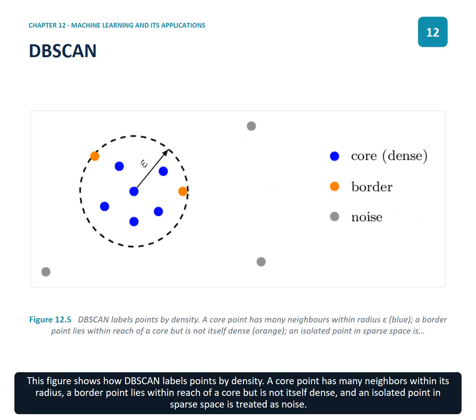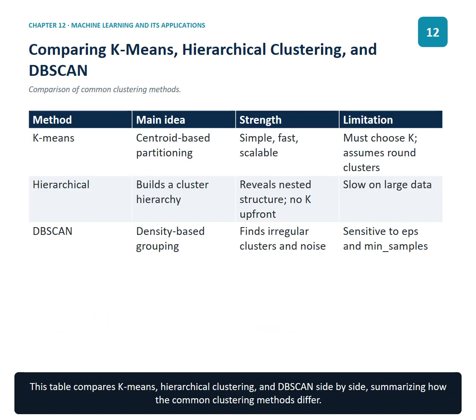This figure shows how DBSCAN labels points by density. A core point has many neighbors within its radius. A border point lies within reach of a core but is not itself dense. And an isolated point in sparse space is treated as noise. This table compares k-means, hierarchical clustering, and DBSCAN side by side, summarizing how the common clustering methods differ.